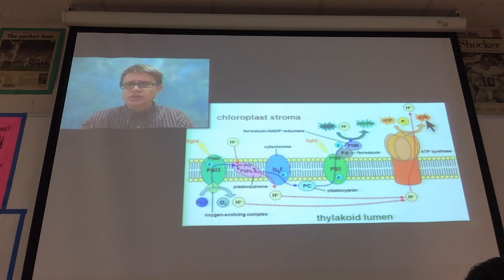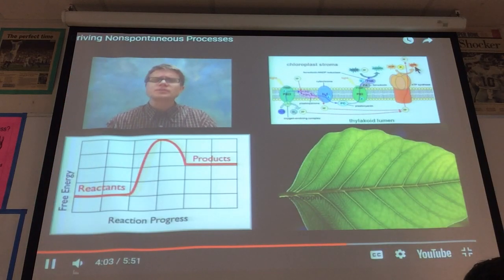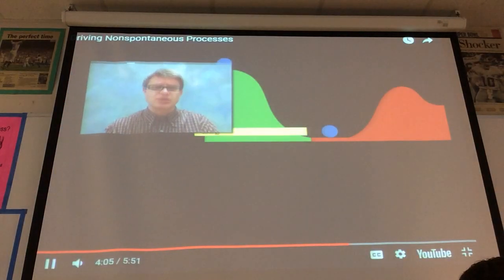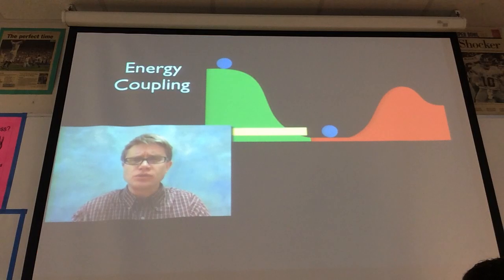Now, a lot of that energy goes to this molecule right here, ATP, which is used in energy coupling inside our body. And so again, we're using external energy to turn that endergonic reaction upside down. Now that's one of only two ways that we can do this. We can also energy couple.